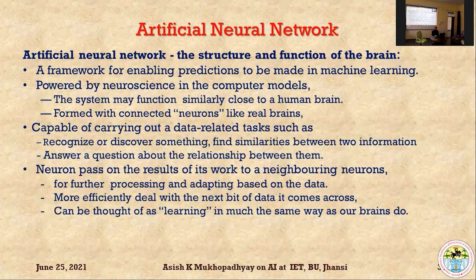The system may function similarly to the human brain, formed with connected neurons like a real brain. It is capable of carrying out data-related tasks such as recognizing or discovering something, finding similarities and dissimilarities, and answering questions about the relationships between two entities. Neurons pass on the results of their work to a neighboring neuron through axons for further processing, adapting based on data to efficiently deal with the next bit of data it comes across. It can be thought of as learning in much the same way our brains do. Like we learn, it also learns artificially.